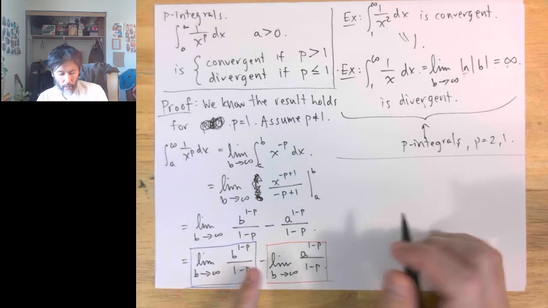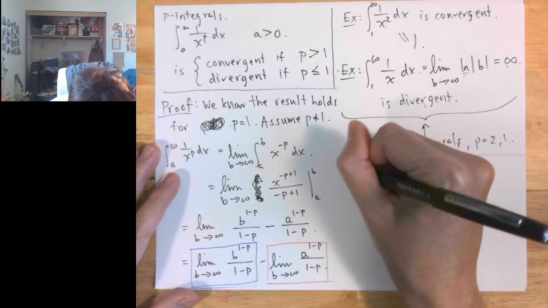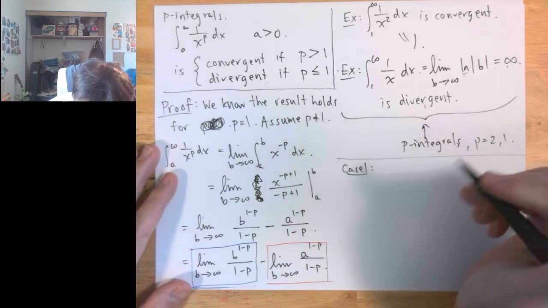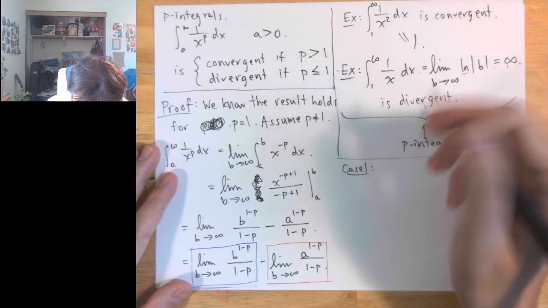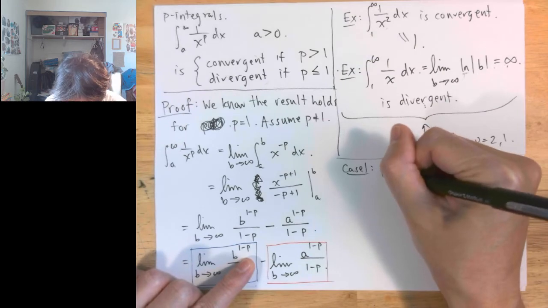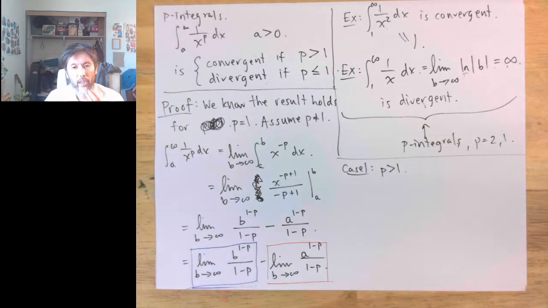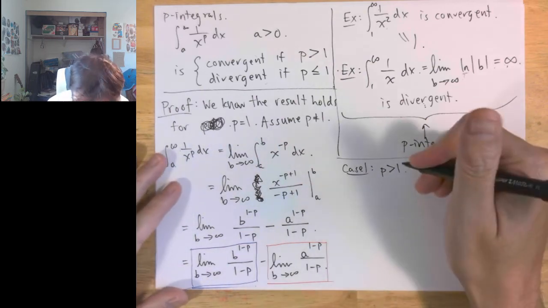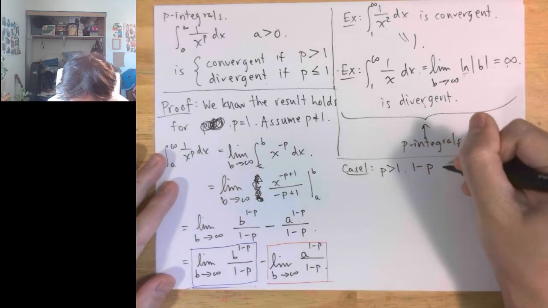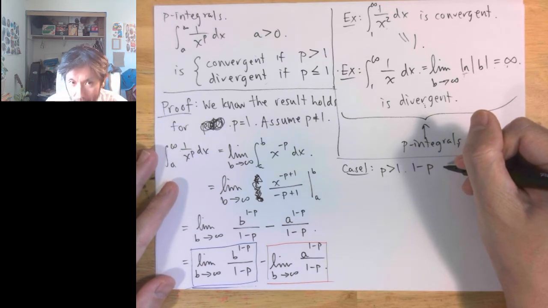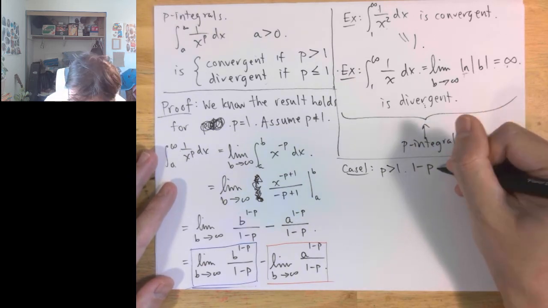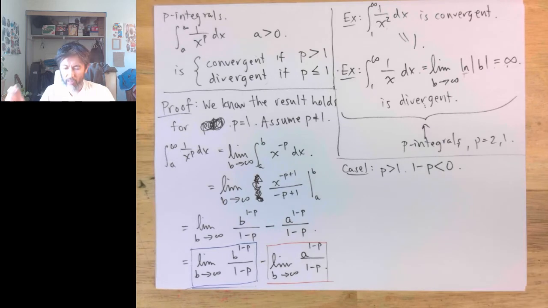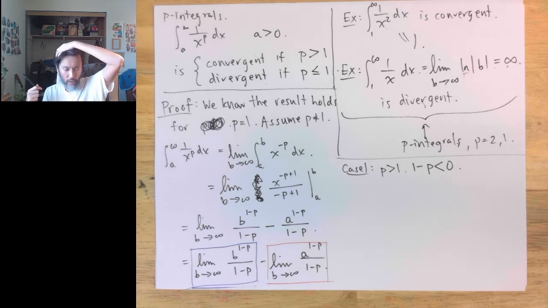well, let me break it down into cases. Case one is going to be when P is bigger than 1. So if P is bigger than 1, then 1 minus P, can we all agree, is negative, right? It's less than 0. P is bigger than 1, then 1 minus P is negative. It feels right to me.